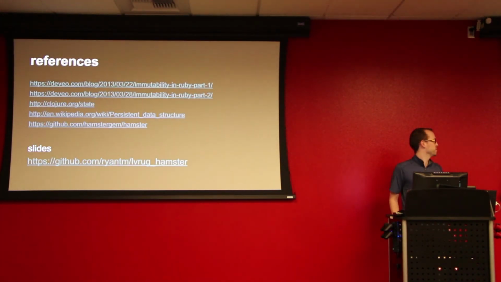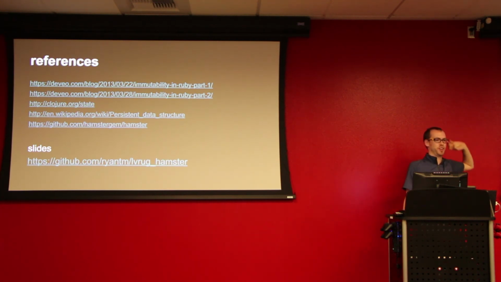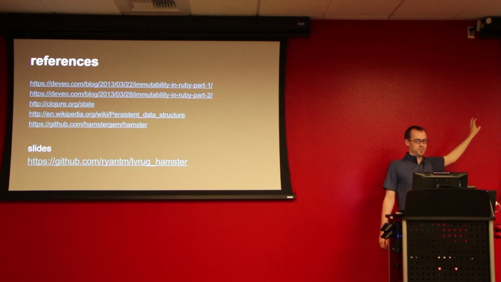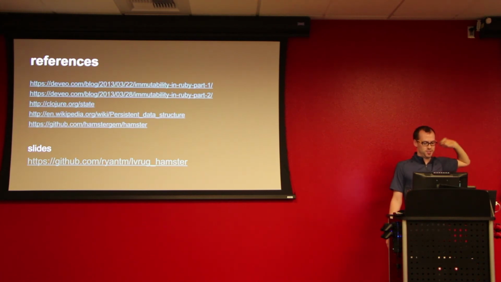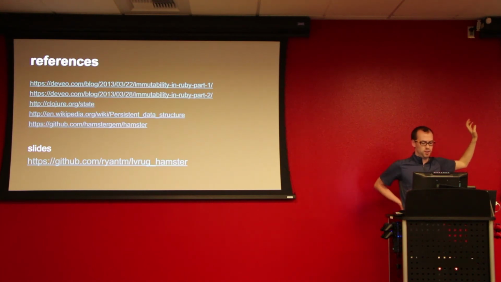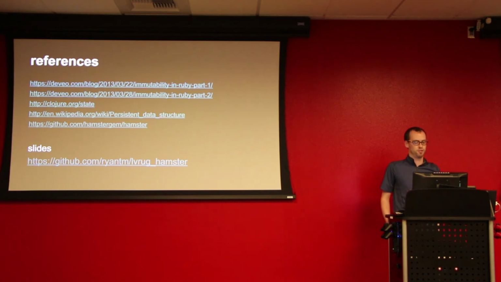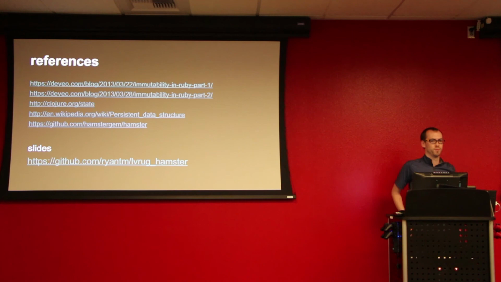And I have some references here for things I read. I especially was very interested in these first two posts about immutability in Ruby. I think they make a much better case than the case I made, so I encourage you all to read them. And also the Clojure case is quite good too at clojure.org/state. And you can find these links if you get to my slides, which is at my GitHub page, ryantm/lbrug_hamster. That's it.